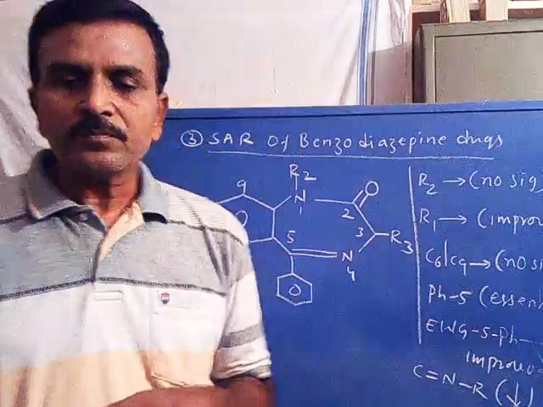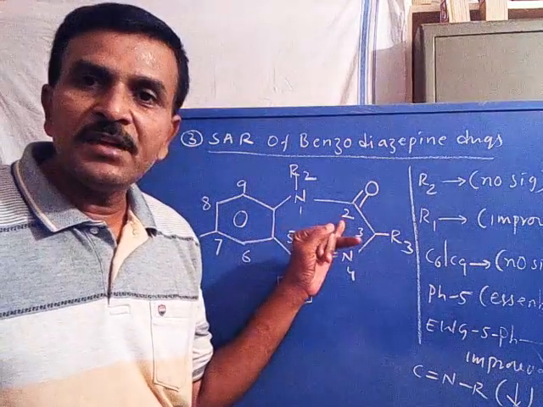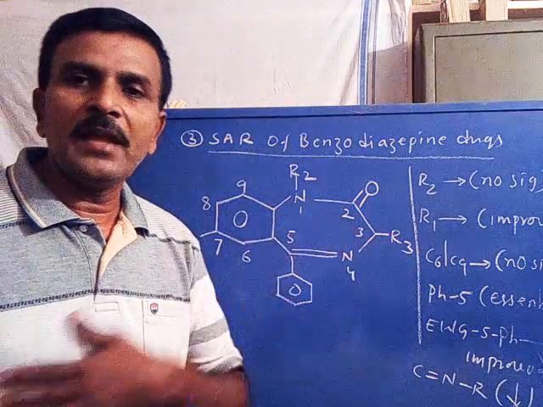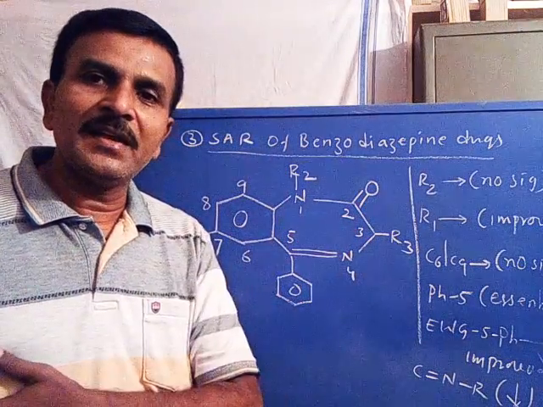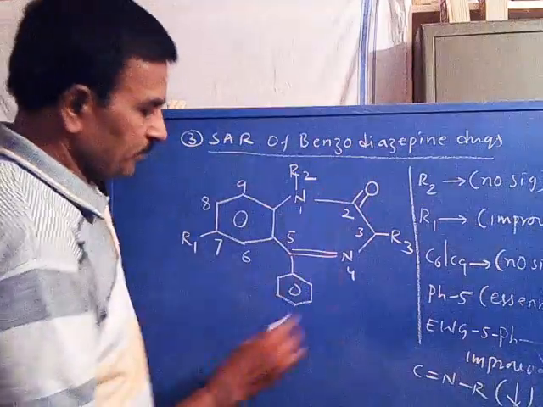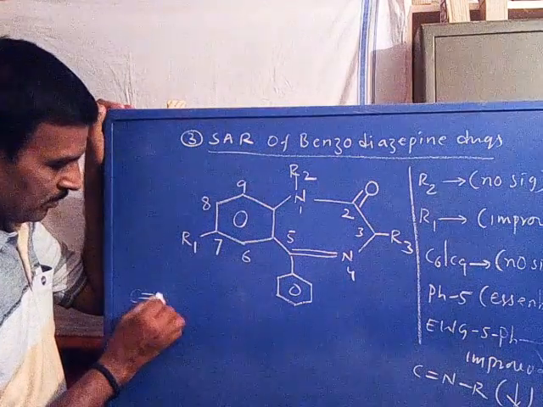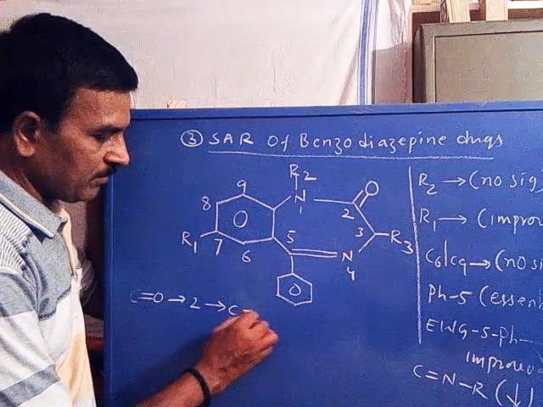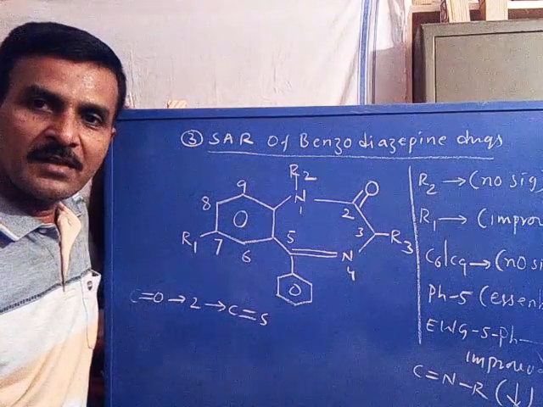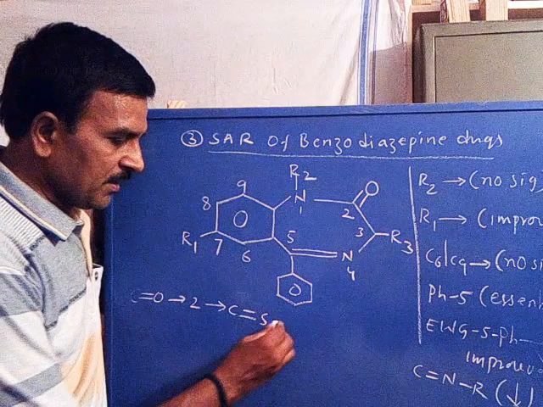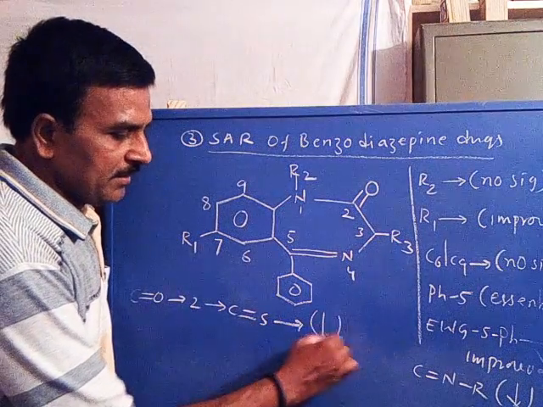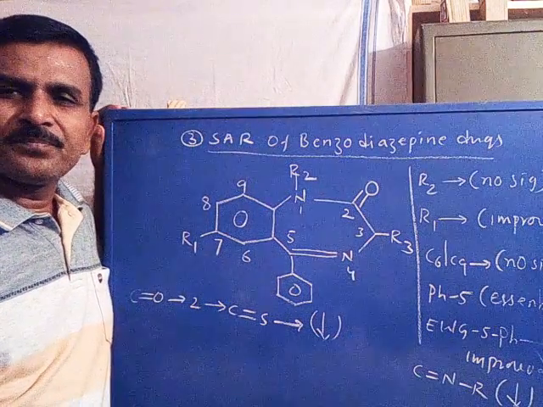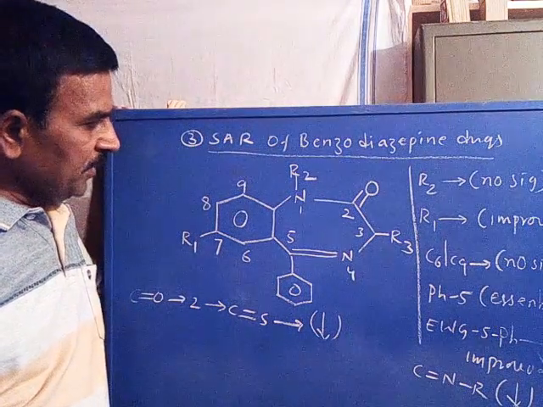Now, change of C double bond O carbonyl on C2 carbon by any other, like C double bond S, decreases the activity. If we replace C double bond O at 2nd carbon by other, like C double bond S, its activity will be decreased. So it is essential.